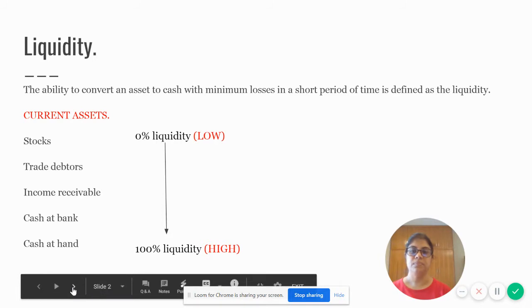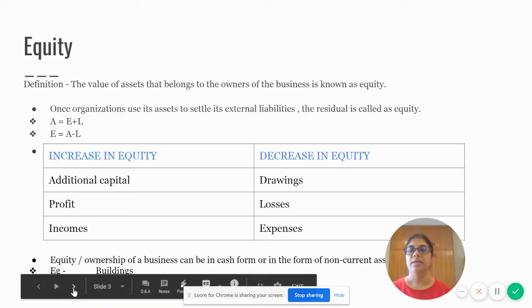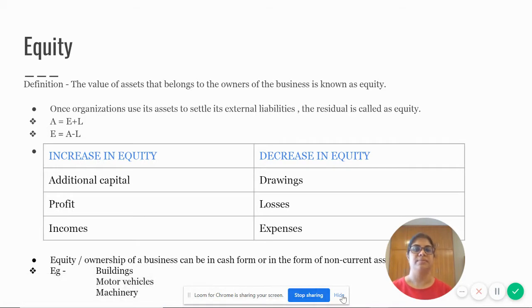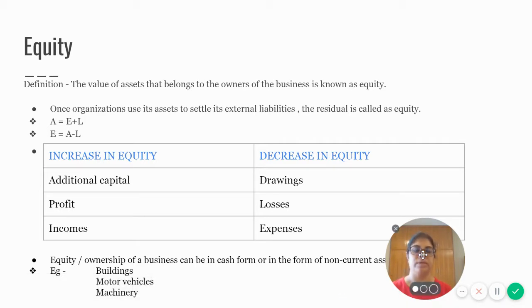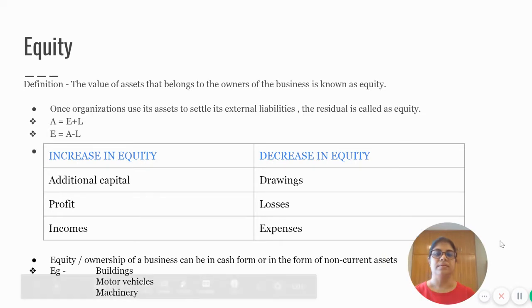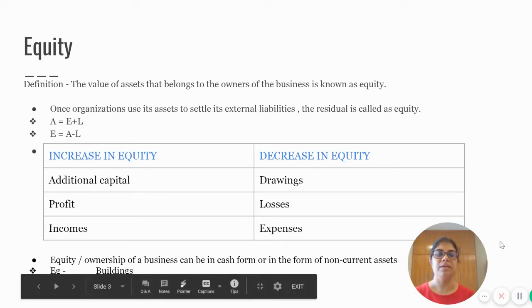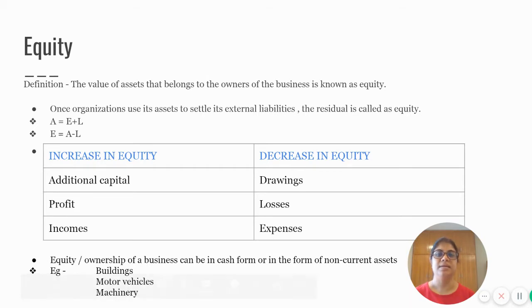The equity. Equity means the value of assets that belongs to the owners of the business. The value of assets that belongs to the owners. The owners are the people who will be financing a business, and the total value of these assets will be known as equity. You have learned this in grade 10 as well, but here I want to focus your attention on this again.